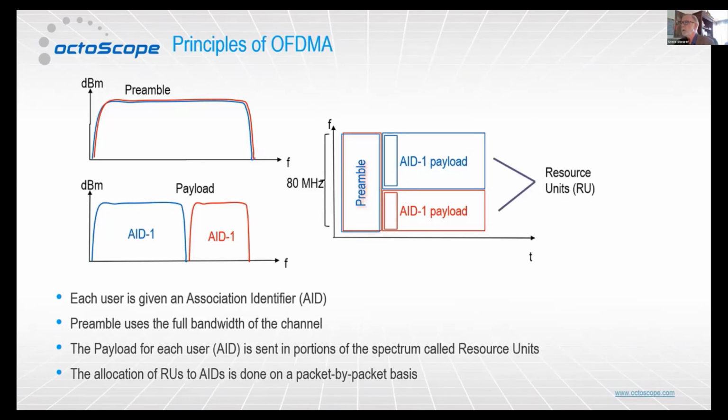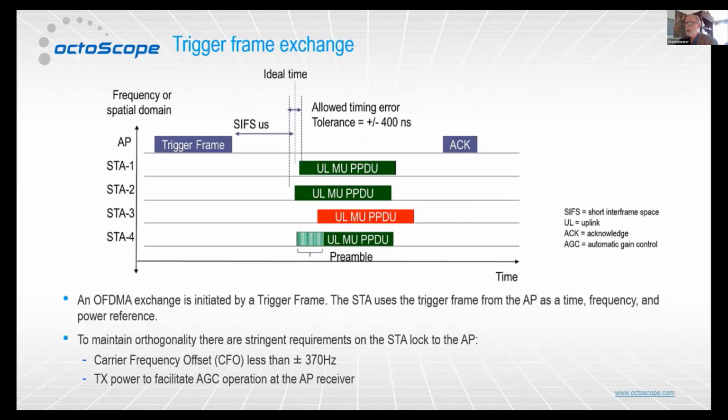A key part of OFDMA is the trigger frame. The trigger frame is sent by the AP. It contains information about which devices are going to participate in that particular frame. And it provides a time, a frequency, and a power reference for the devices, in this case, that would be doing uplink OFDMA.